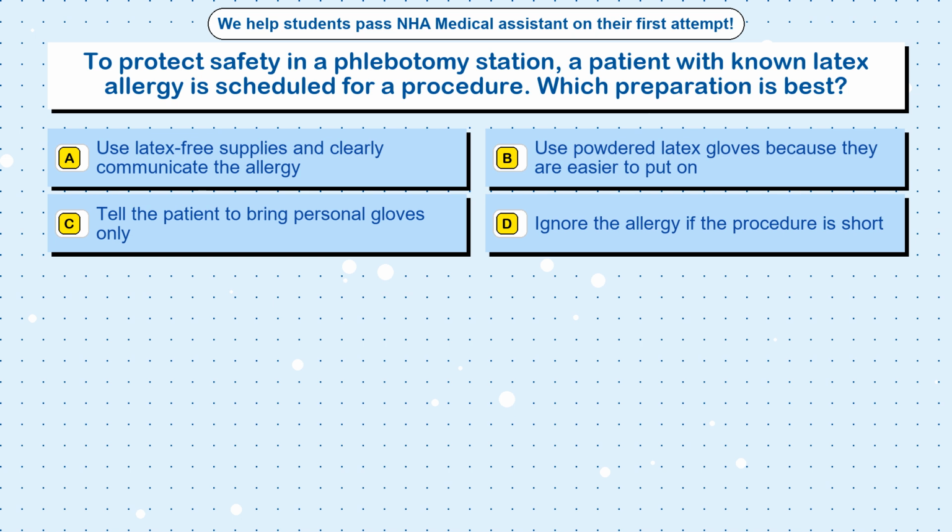Which preparation is best? Option A, use latex-free supplies and clearly communicate the allergy. Option B, use powdered latex gloves because they are easier to put on. Option C, tell the patient to bring personal gloves only. Option D, ignore the allergy if the procedure is short.